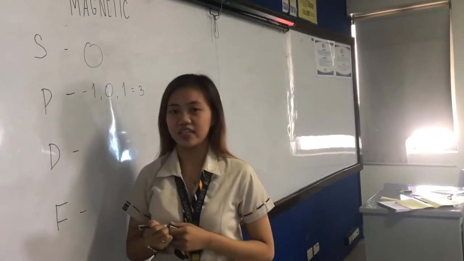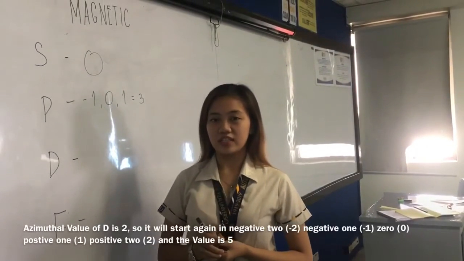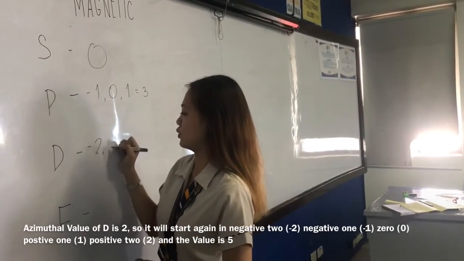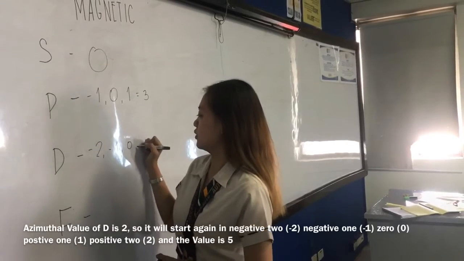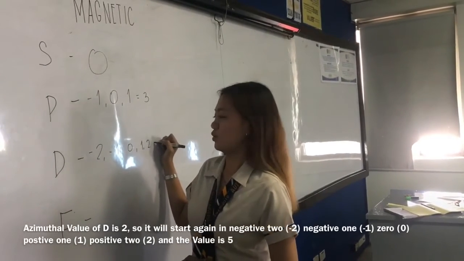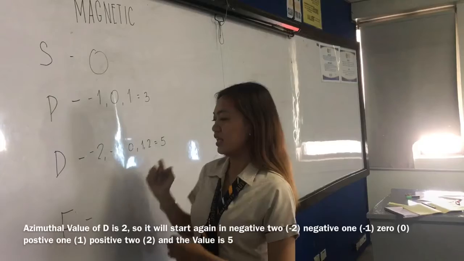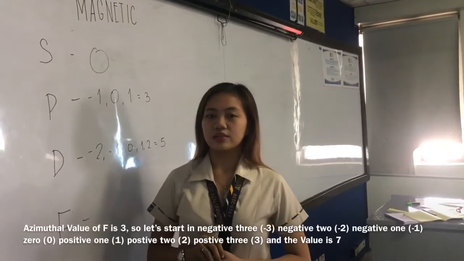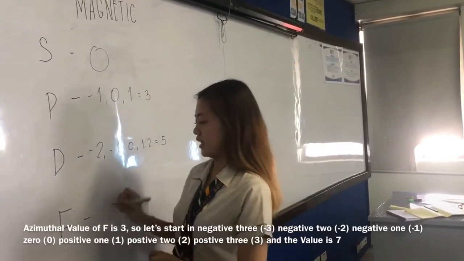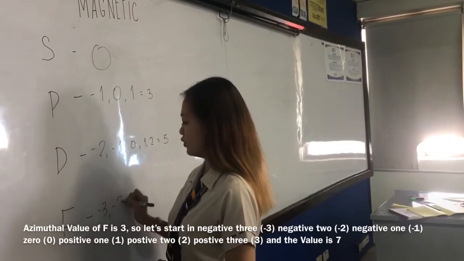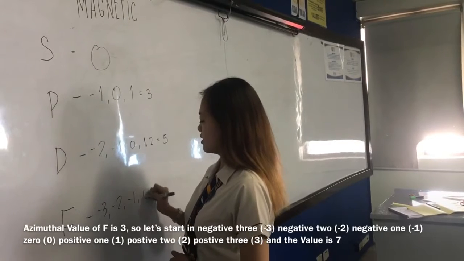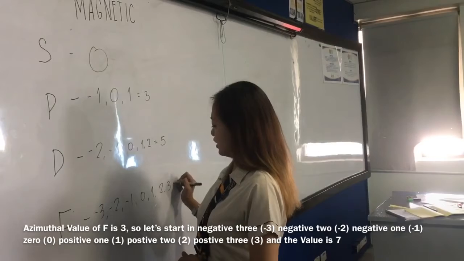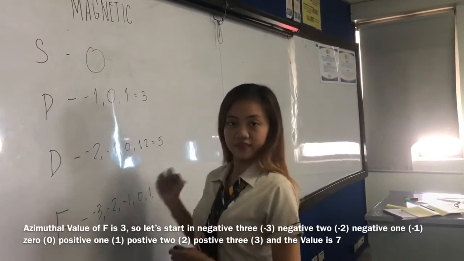And the next is d. The azimuthal value of it is 2. So it will start again at negative 2, negative 1, 0, 1, and 2, and the number of orbitals is 5. The last one is f. The azimuthal value of it is 3. So let's start at negative 3, negative 2, negative 1, 0, positive 1, 2, 3, and it will be 7.